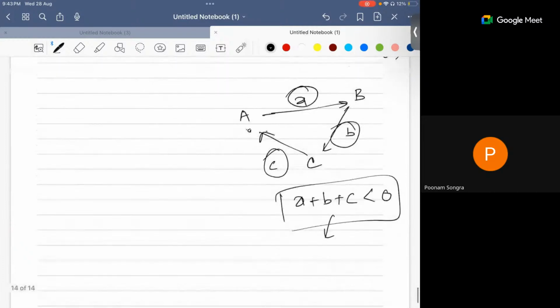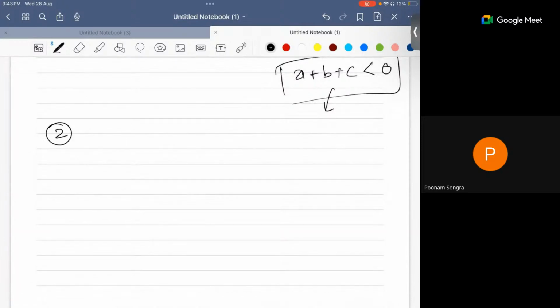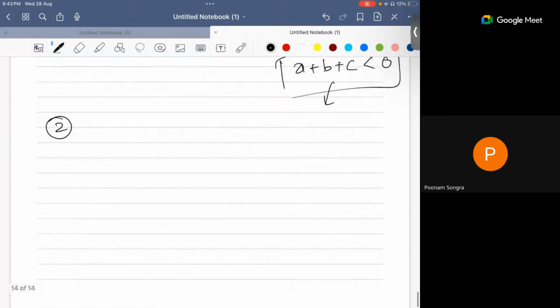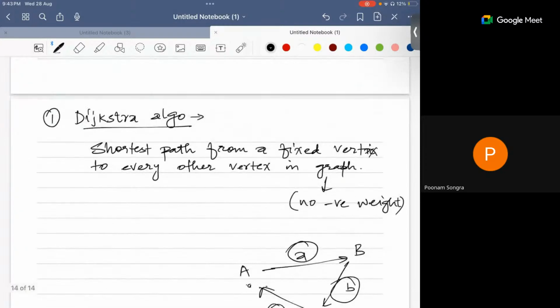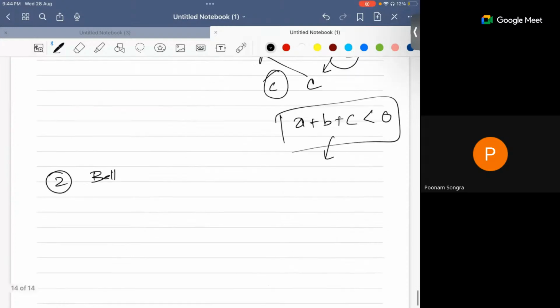Okay, I'll just tell you the second one is Bellman-Ford. I'll just give you an example of Bellman-Ford and Dijkstra and maybe Floyd-Warshall also. So the next is for the Bellman-Ford. For this type of a case where the graph is not having a negative edge, Bellman-Ford also you can use it.